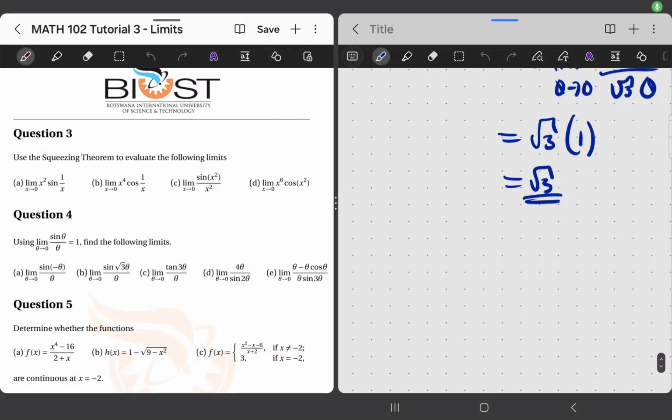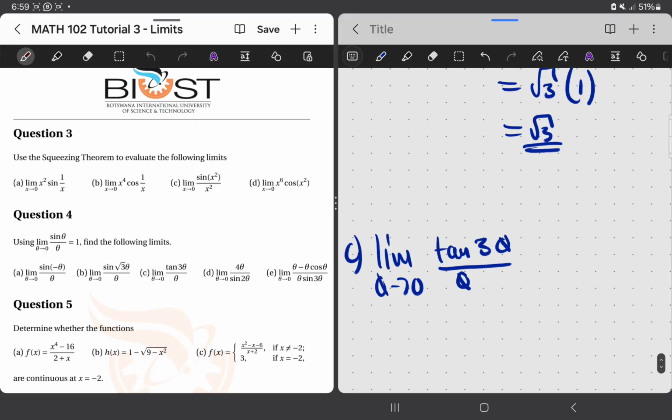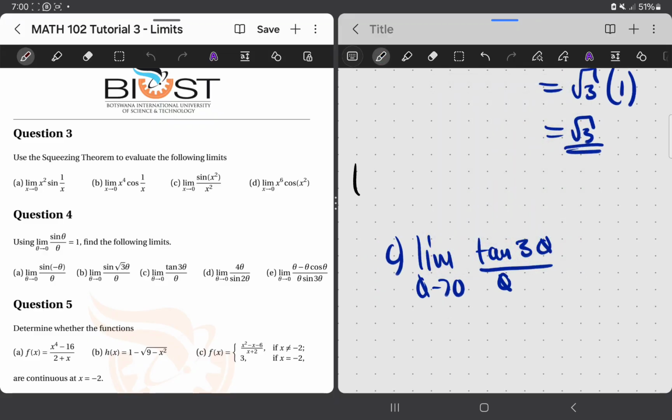We continue. We are doing part C, and what is it saying? The limit as theta goes to 0 of tan 3 theta over theta. So every time you're going to see tan, remember this. You have to remember that this is what you must know. Tan theta is equal to sine theta over cos theta. Okay? Every time you see tan, remember that.